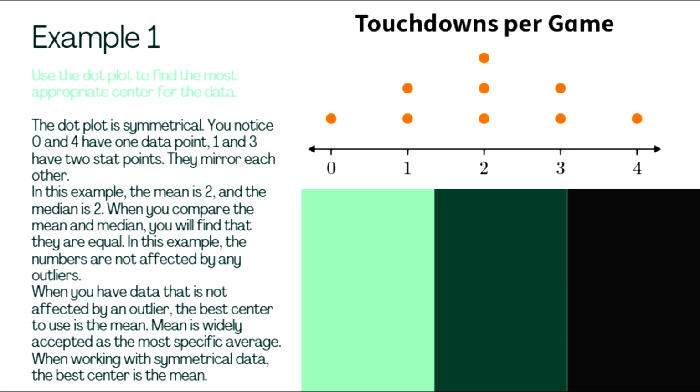When you have data that is not affected by an outlier, the best center to use is the mean. So no outliers, use the mean. Mean is widely accepted as the most specific average. When working with symmetrical data, the best center is the mean. This needs to go in your notes.